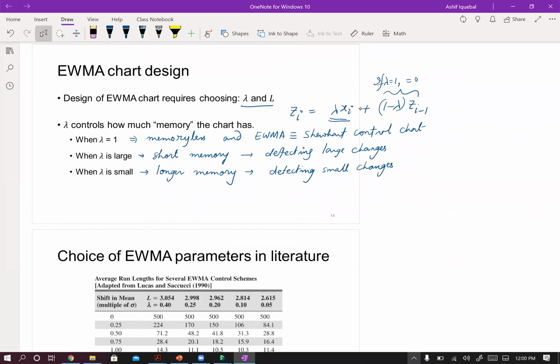Now, when you come to L, you can just pick L equals 3 to comply with our standard formulations that we have so far. But many times it is recommended that if lambda is less than or equal to 0.1, if lambda is really small, then you might want to pick the value of L somewhere between 2.6 and 2.8. These are just recommended values. There's nothing special about them.